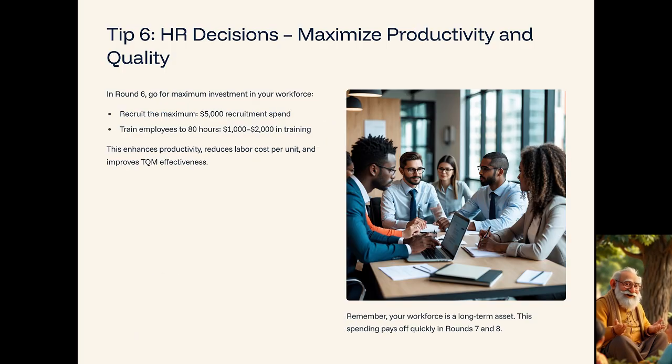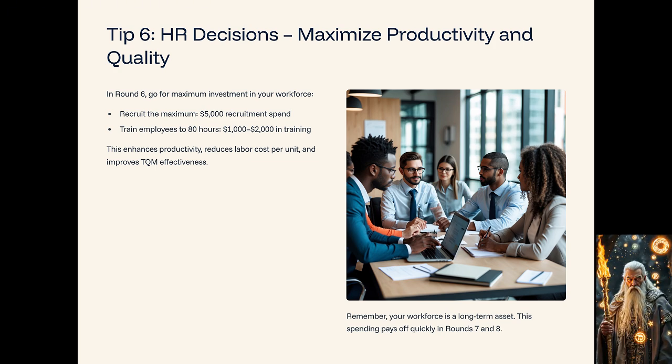Tip 6, HR decisions. Maximize productivity and quality in Round 6. Go for maximum investment in your workforce: recruit the maximum number of employees, $5,000 recruitment spend, and train employees to 80 hours, $1,000 to $2,000 in training. This enhances productivity, reduces labor cost per unit, and improves TQM effectiveness. Remember, your workforce is a long-term asset. This spending pays off quickly in Round 7 and 8.